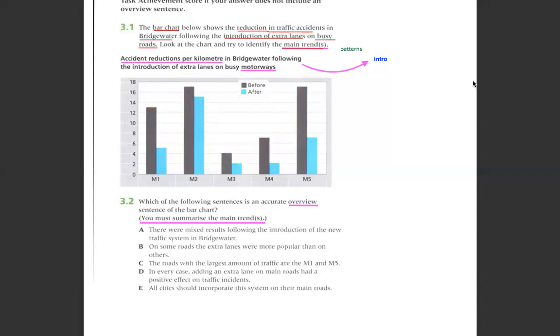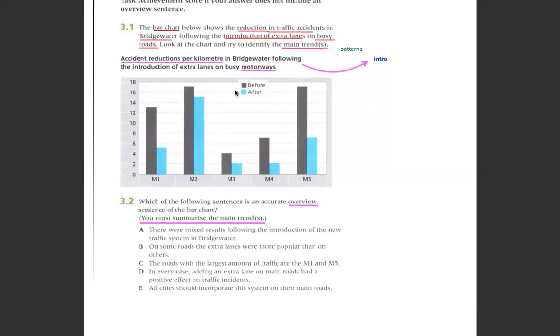Okay, we can also look at other things for patterns. For example, which one is the highest for both of them? This one is the highest. Okay, for both of them, this one is the lowest. So this is how you need to analyze the data.